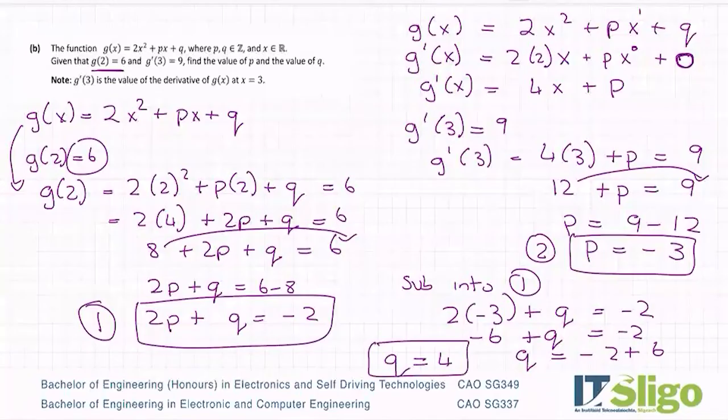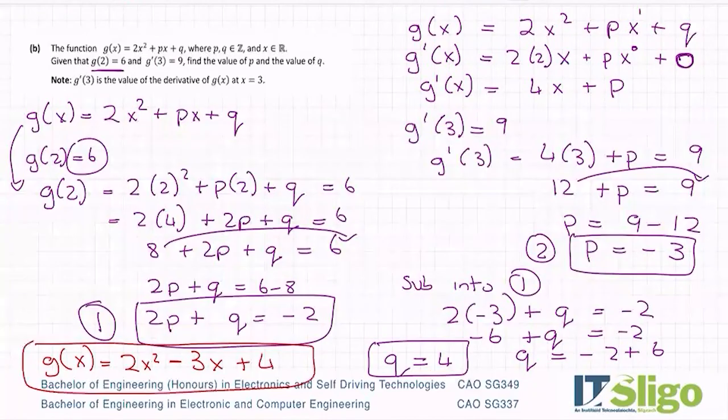So therefore, I'm going to write it in red. Your g of x is 2x squared, and I'm filling in my values. p is minus 3, so minus 3x, plus q. q is 4. So that is actually what your g of x is. Find the value of p and the value of q.